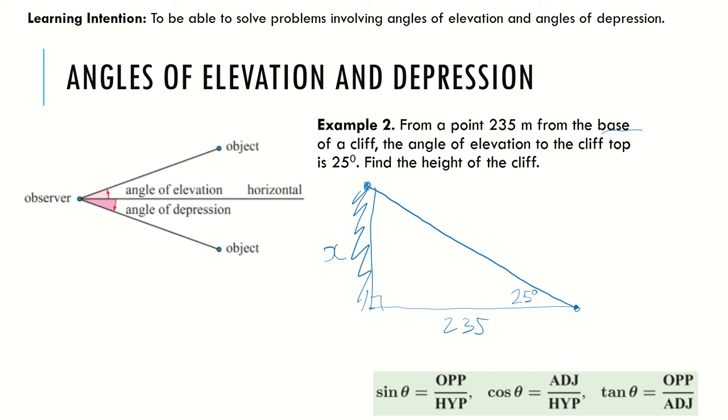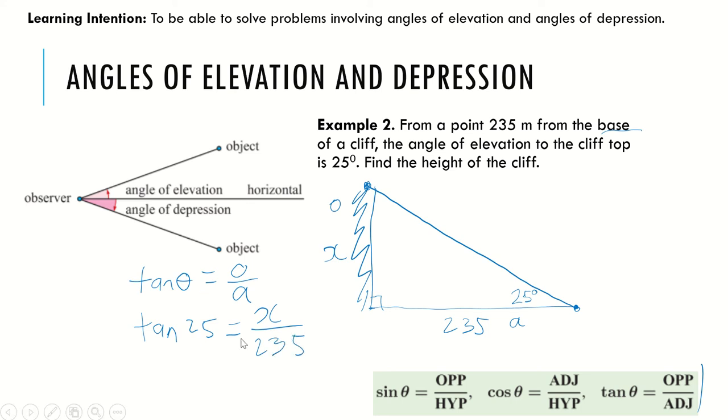So the first thing we want to do is label our sides. We have our opposite side, we have our adjacent side, and the one linking opposite and adjacent is tan. So we're going to have tan theta equals opposite side over the adjacent side. So tan, substituting in our values, tan 25 is equal to our opposite side, which is x, divided by our adjacent side, which is 235.